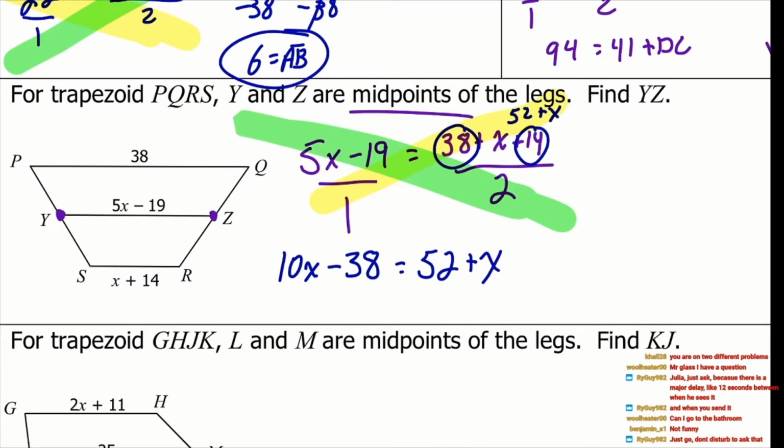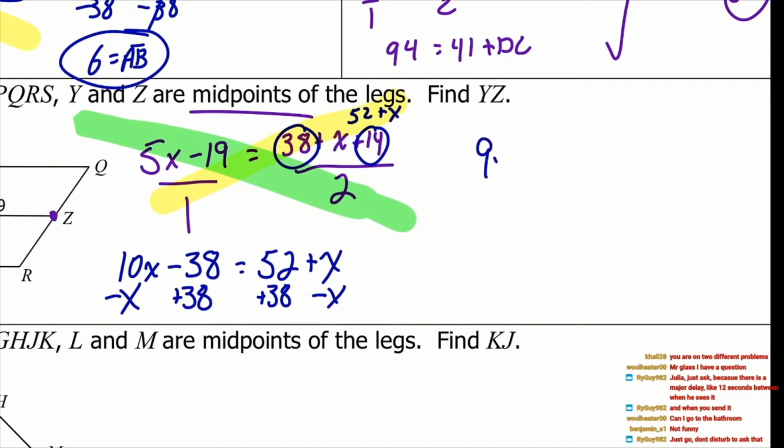Now, I'm going to add 38 to both sides and subtract that x from both sides. We get 9x equals, I think we just get 90 here. Divide by 9, we get x is equal to 10.